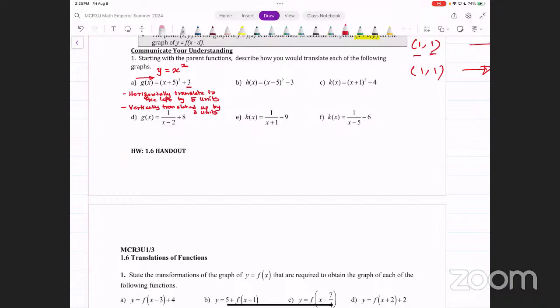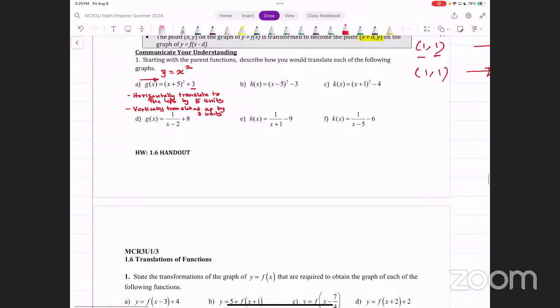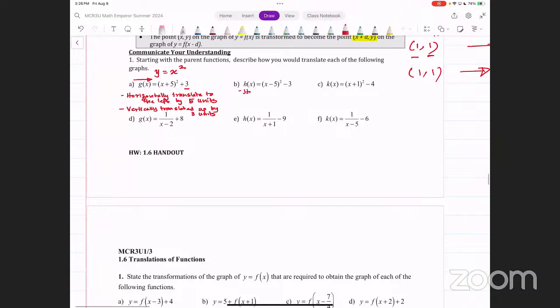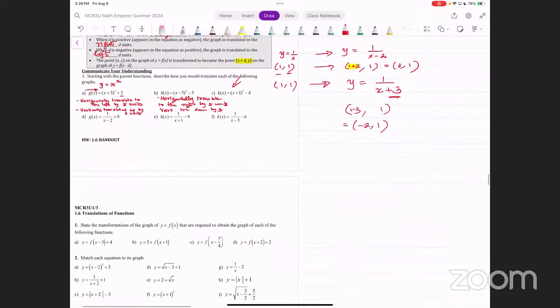Okay, so how do you describe B? Horizontally translate to the right 5 units, and vertically translate down 3. Okay, so horizontally translate to the right by 5 units, and then vertically translate down by 3. How about this one verbally? Horizontally translate left by 1, and vertically down by 4. Vertically translate down. You can't miss those words.